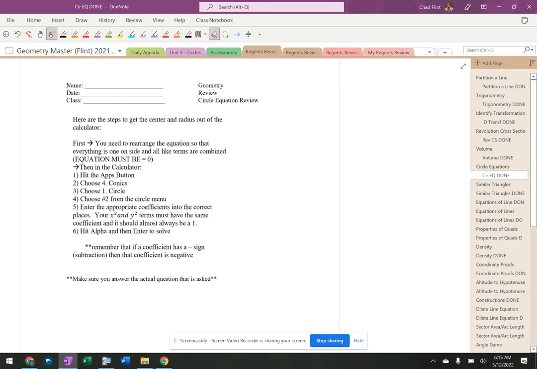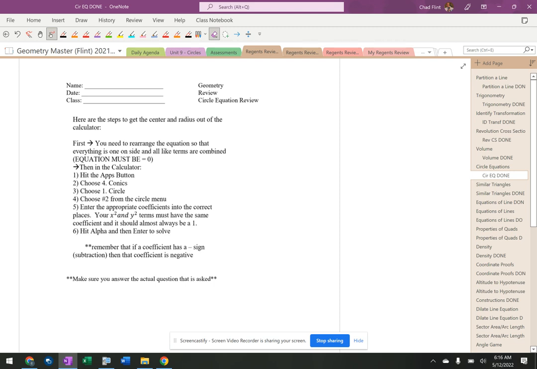All right, so this file is about finding the center and the radius and possibly using it in a circle. I'm going to do the very first one with completing the square, which we don't tend to do because the calculator will do this, but I'm going to do the first one and the second one with completing the square, and then the rest of them I'll do just with the calculator in case you want to practice completing the square.